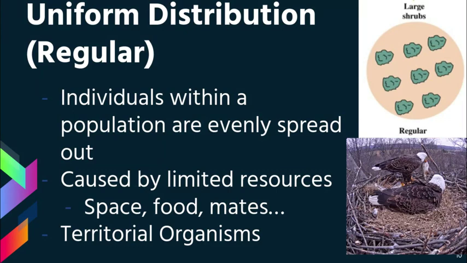We've got uniform. This means that organisms are evenly distributed, and this is mostly driven by the drive for personal space. They usually tend to be more aggressive animals. They are social, but only to a degree. Oh, eagles.